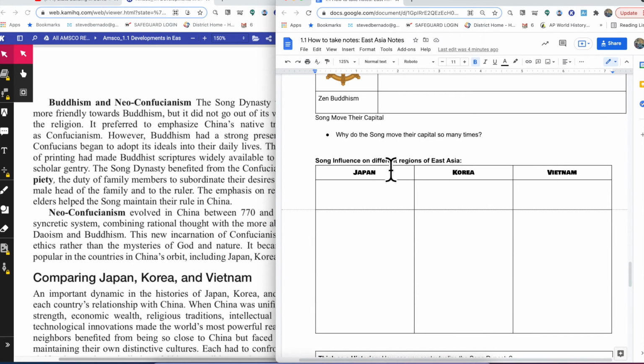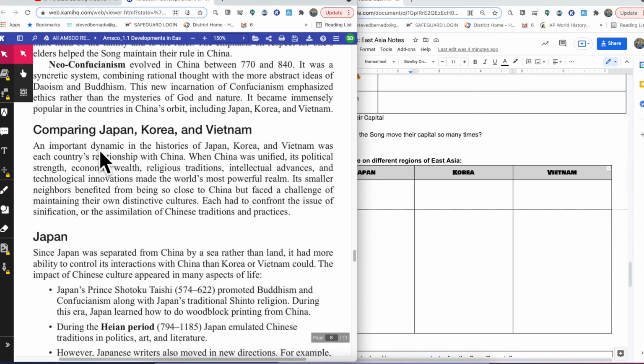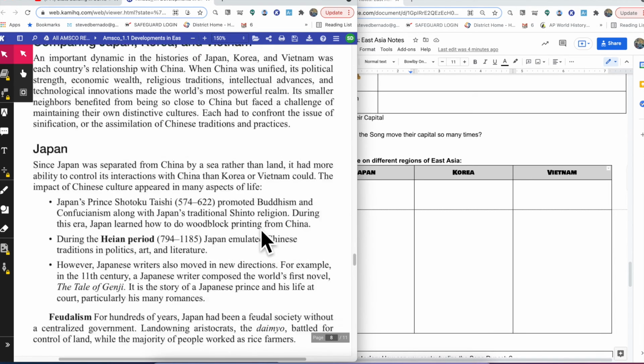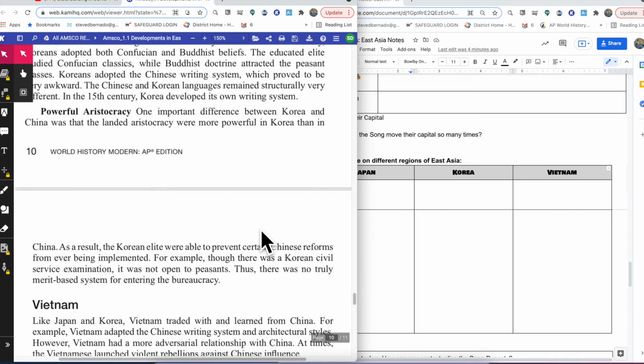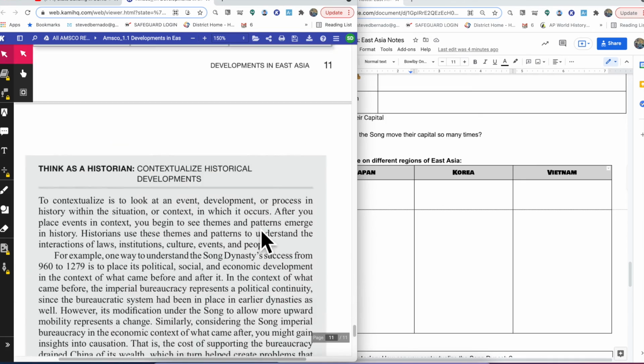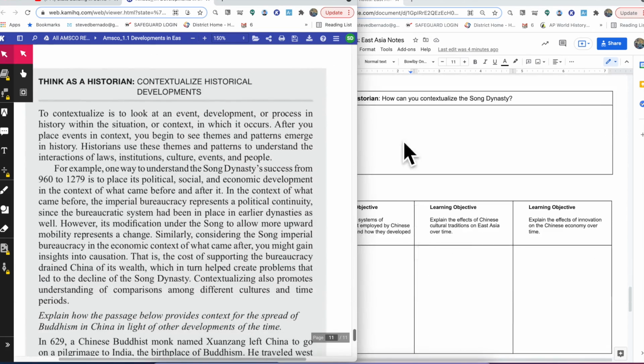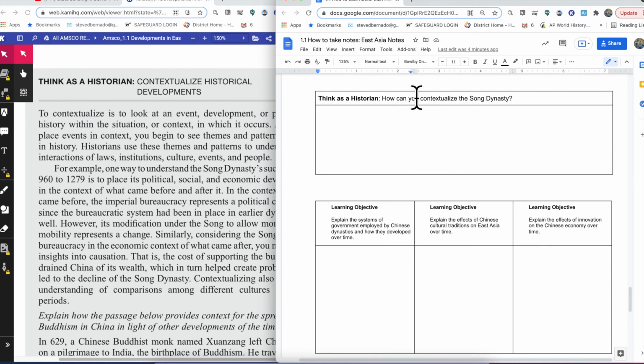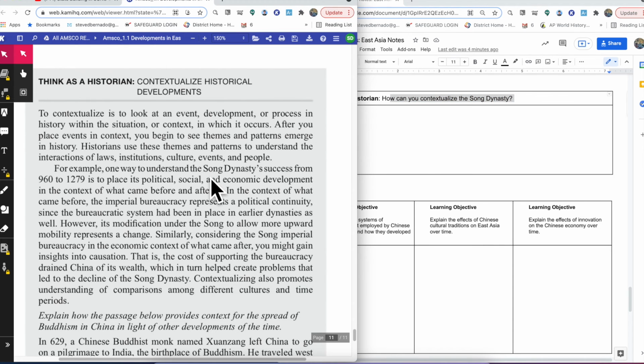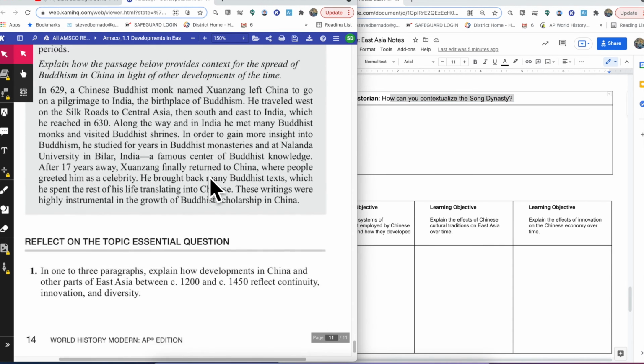Underneath, let's compare the impact of the Song on Japan and Korea and Vietnam. On the right, take a look on the left. Comparing Japan, Korea, and Vietnam, the impact from the Song on them, okay? And you can see how it runs through. And then when you're done, they're going to ask you to contextualize, use the big ideas. Contextualize the Song Dynasty using your big ideas. If you need help, the reading right here will help you how to do that.